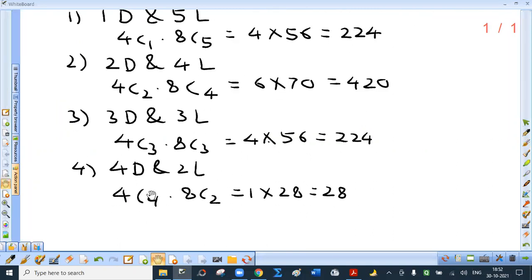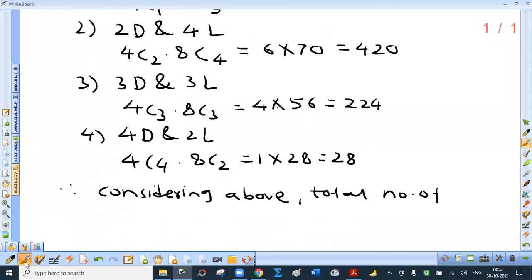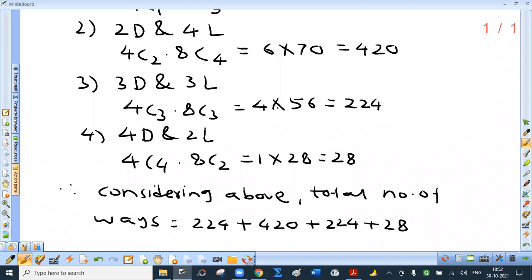Therefore, considering above, total number of ways, add all this: 224 plus 420 plus 224 plus 28 equal to 896.